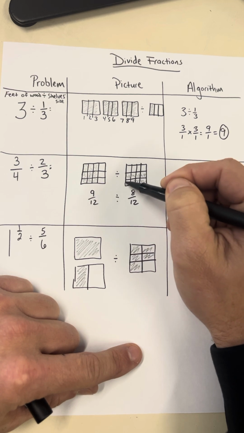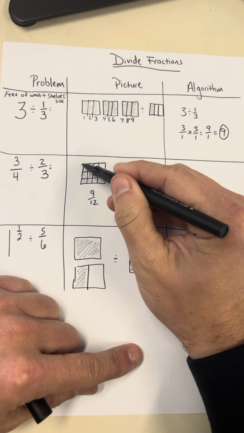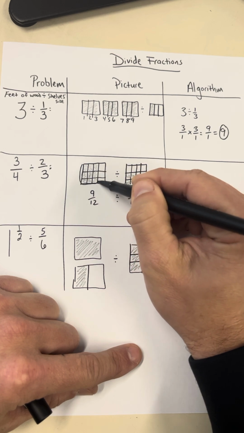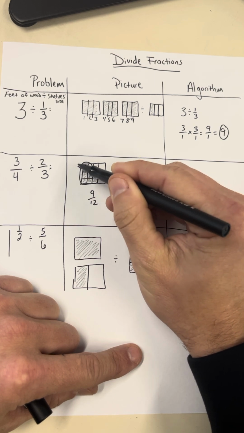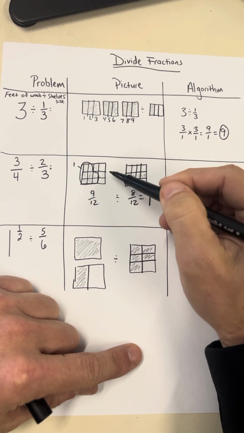So I'm going to come over here, and these are the size of the shelves, 8 pieces. I'm going to take 8 pieces like this, and that is going to be 1 shelf. So I know my answer is 1 shelf, but obviously I don't have enough to make another one.